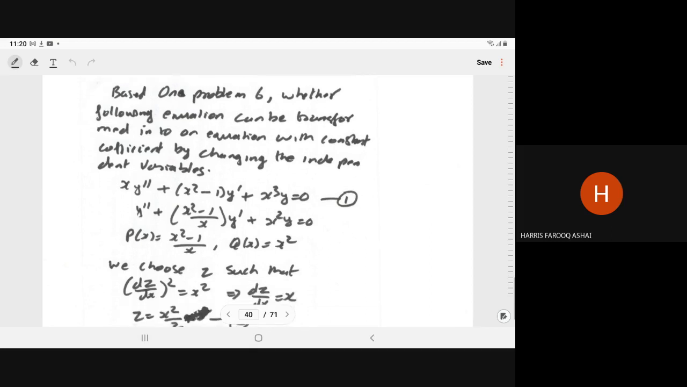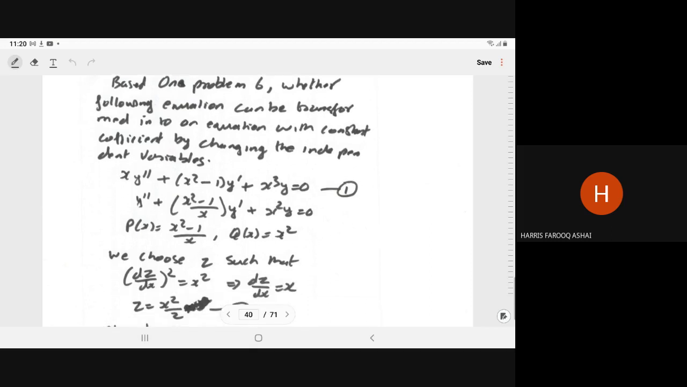So here we have the equation x y double dash plus (x square minus 1) y dash plus x cube y is equal to 0. Always, before proceeding with the methodology, write the equation in the standard form, because whatever theory we are developing is for the standard form.